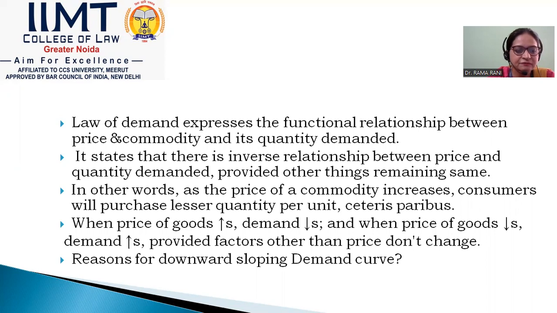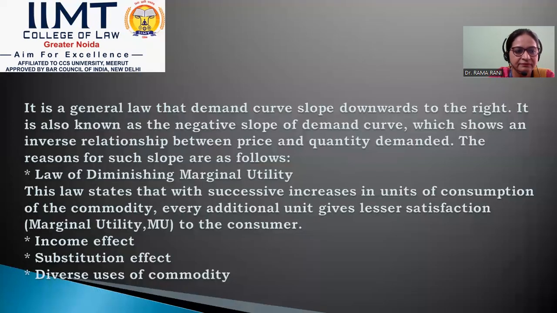Now the reasons for the downward sloping demand curve. It is a general law that the demand curve slopes downward to the right. It is also known as the negative slope of the demand curve, which shows an inverse relationship between the price and the quantity demanded. The reasons for the slope are as follows.